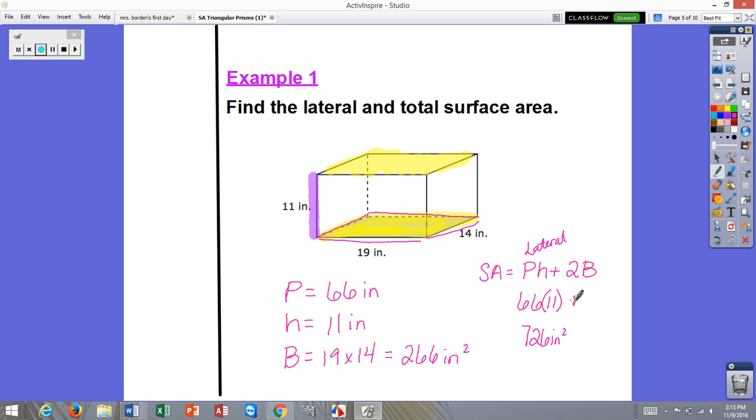Okay? 2 times big B, so big B we already calculated was 266. So 2 times 266 would be 532. So 532 inches squared added to the 726 inches squared would mean that my total surface area is 1,258 inches squared. This would be my total surface area.